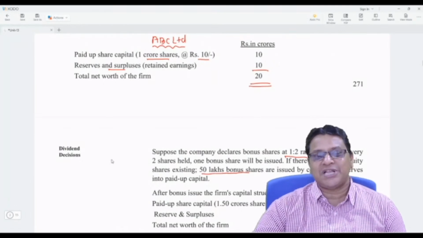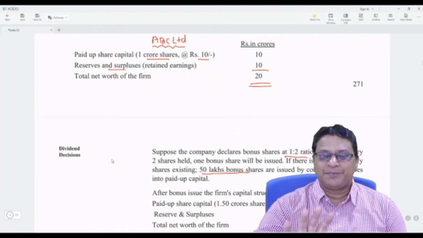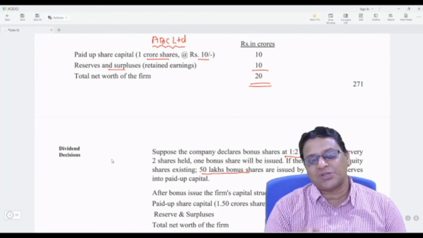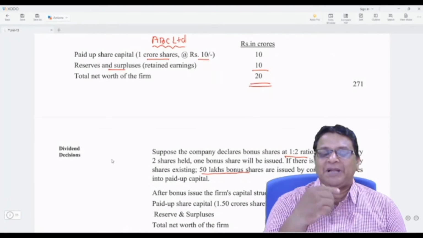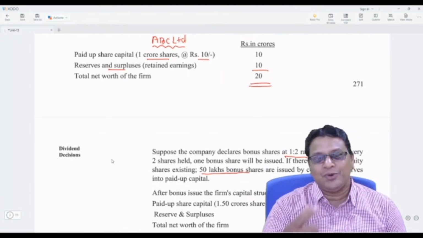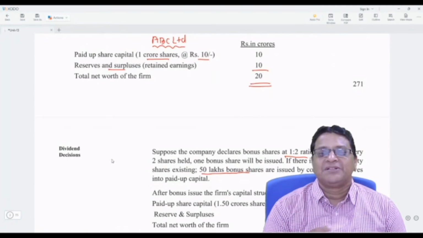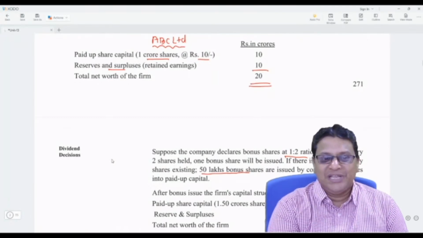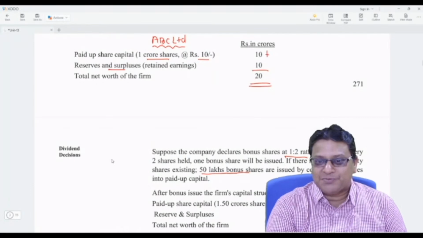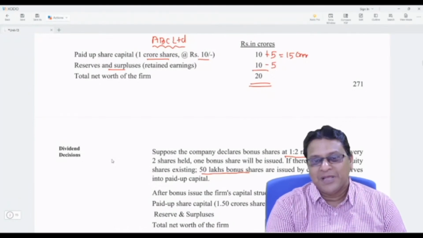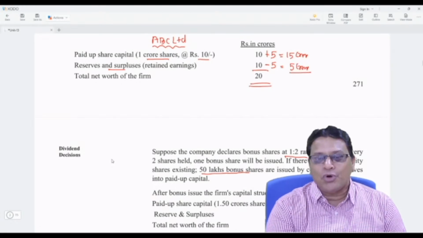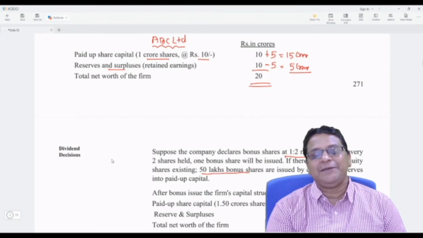If 50 lakh bonus shares are to be issued, 50 lakh into 10 is 5 crores worth of bonus shares. And this 5 crores will be added to the paid up share capital. Its paid up share capital will be 10 crores plus 5 crores, that is 15 crores. And its reserve and surplus will come down by 5: 10 minus 5, that is equal to 5 crores. So this will be the post issue balance sheet of ABC Limited.